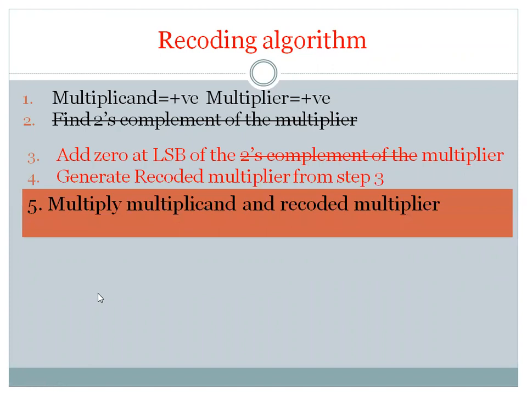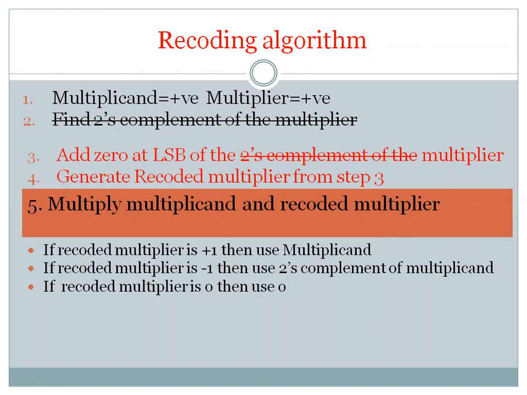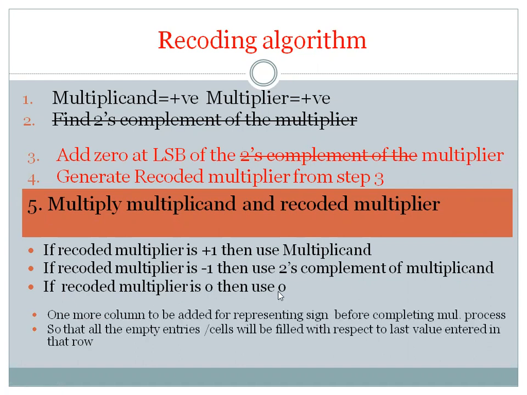And you are going to multiply the multiplicand and the recoded multiplier. During the multiplication, if the recoded multiplier is +1, then use the multiplicand. If the recoded multiplier is -1, then use the 2's complement of the multiplicand. If the recoded multiplier is 0, then use 0. One more column has to be added for representing the sign, so that all the empty cells will be filled with respect to the last value entered in that particular row, just like the previous case.